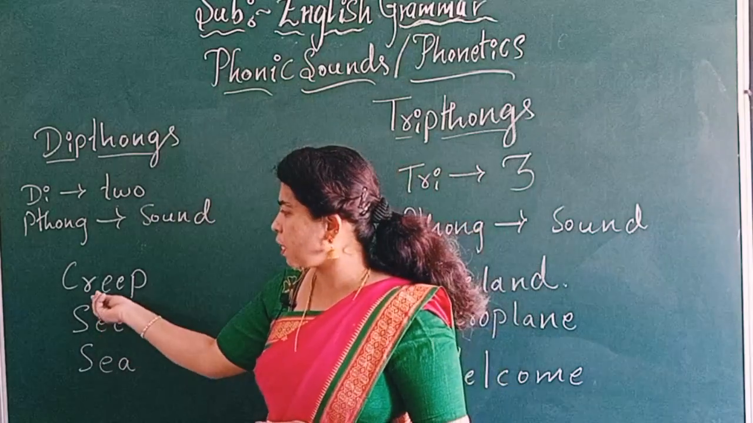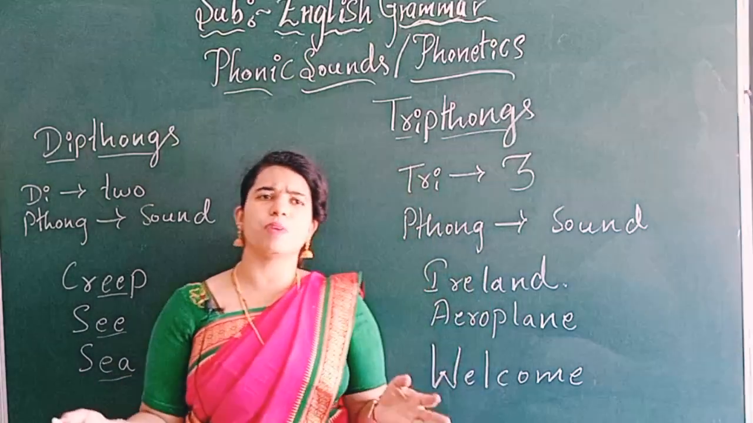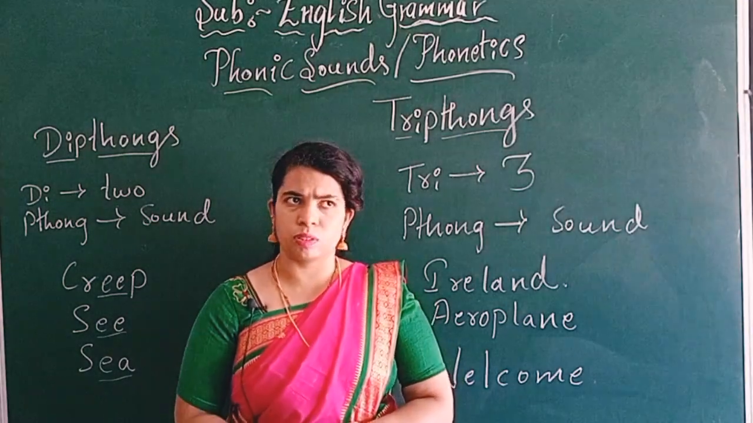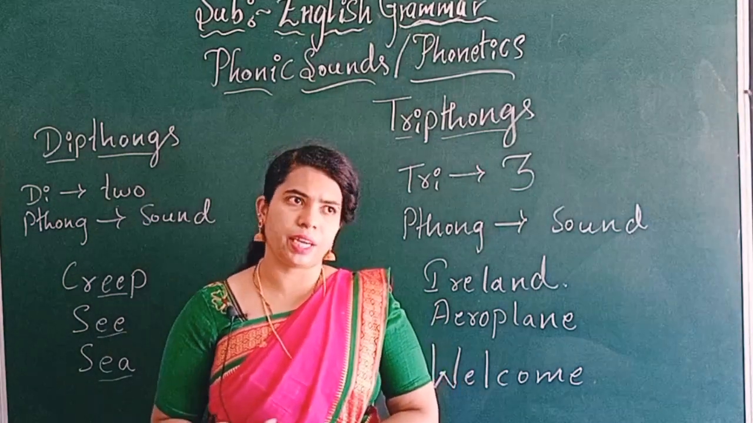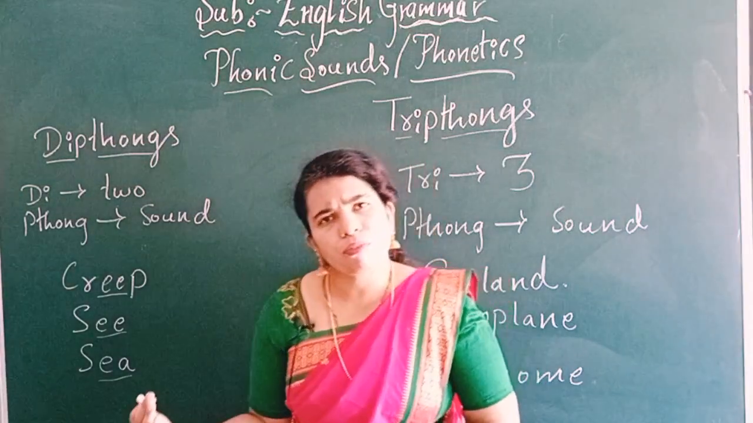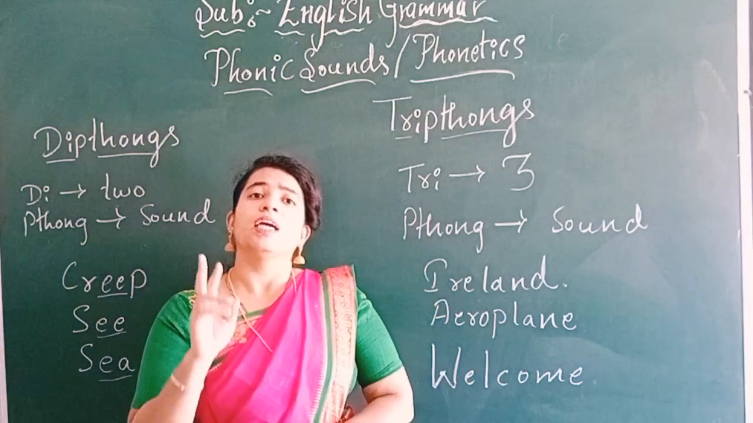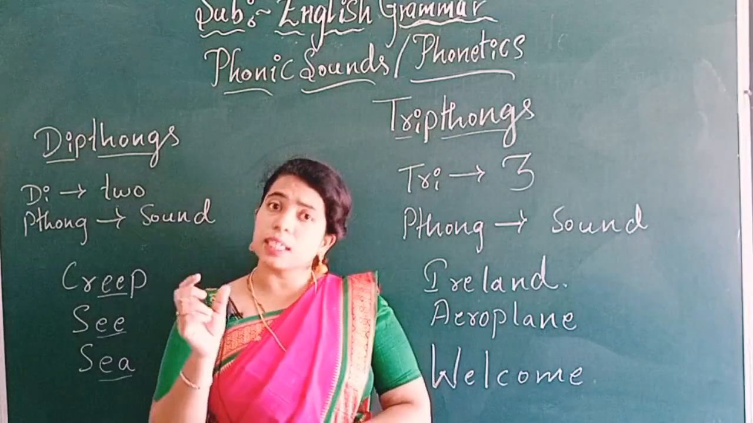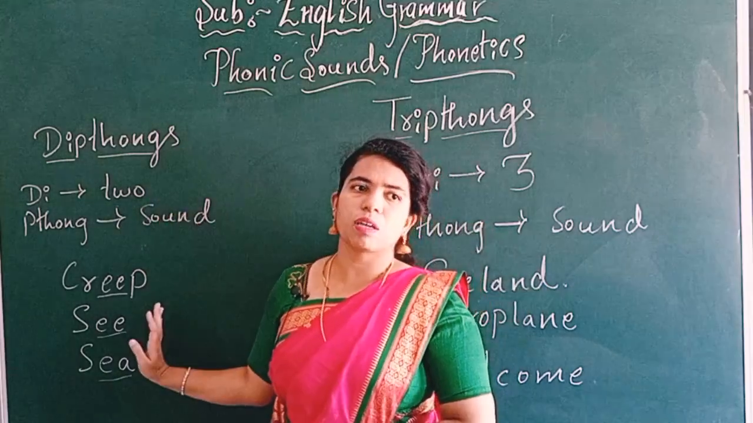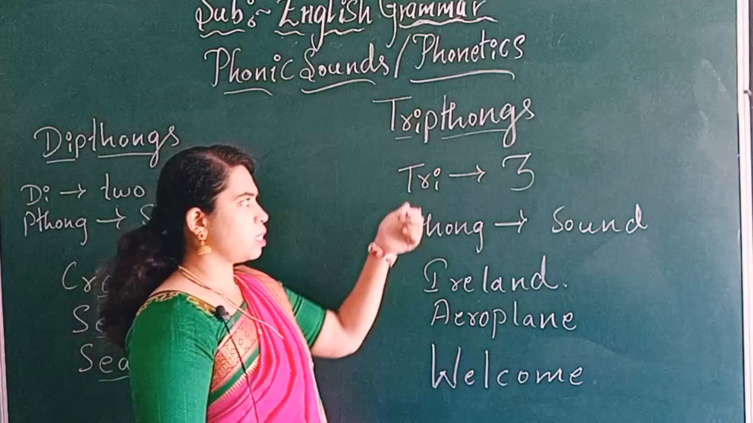You can see the example here, creep, see. So many words you will get according to this. For example, jamun, cherry, onion. These are the words which we get in diphthongs. Whenever we get two vowel sounds in a single word, those words are called diphthongs, my dear friends.